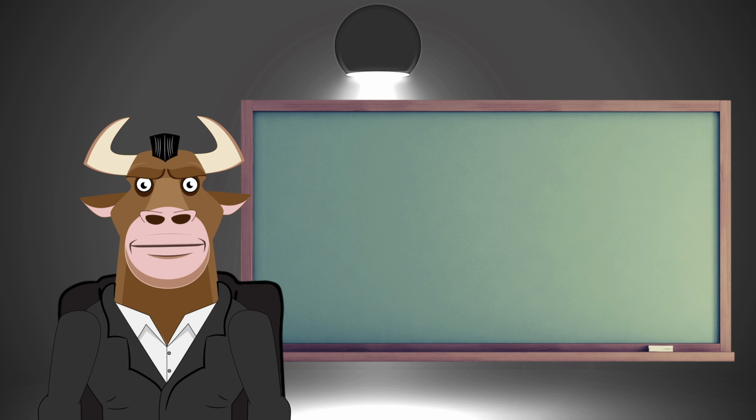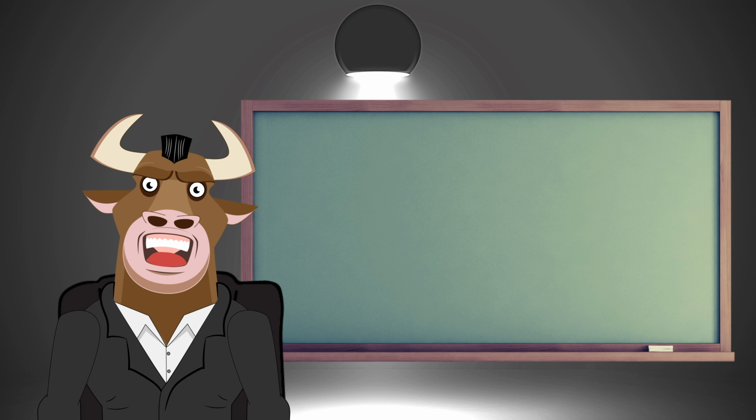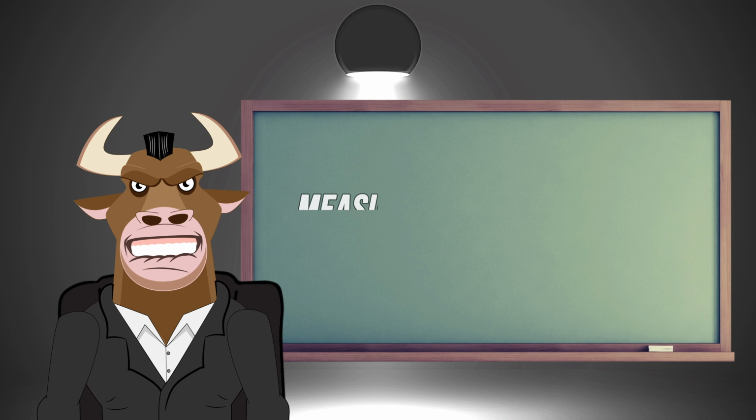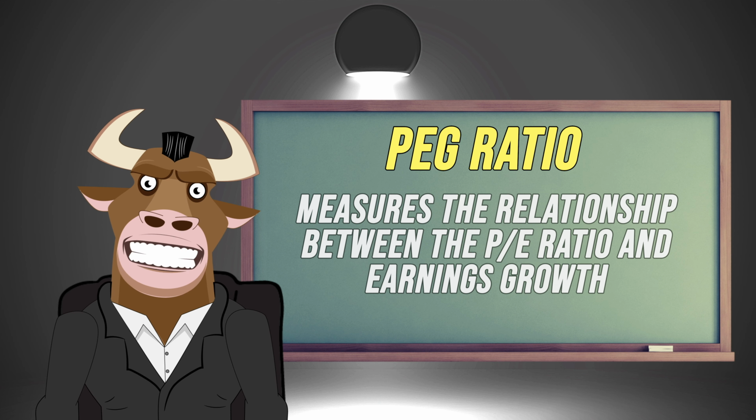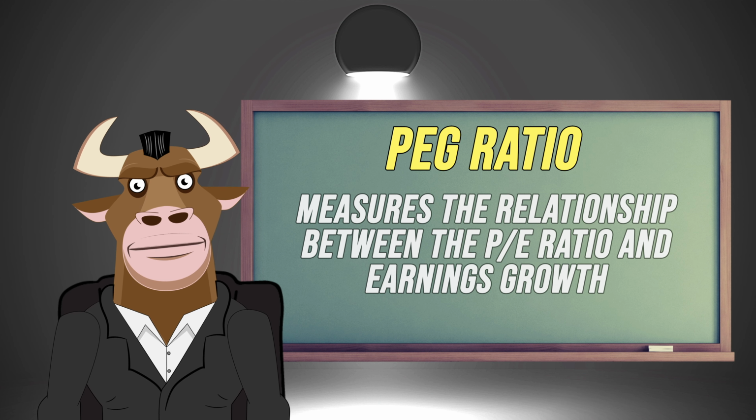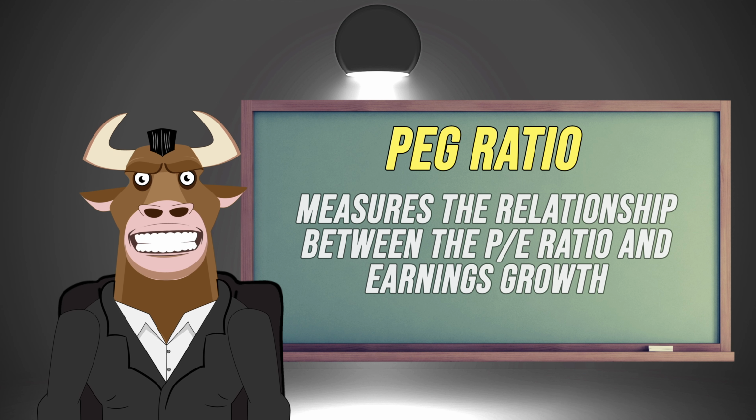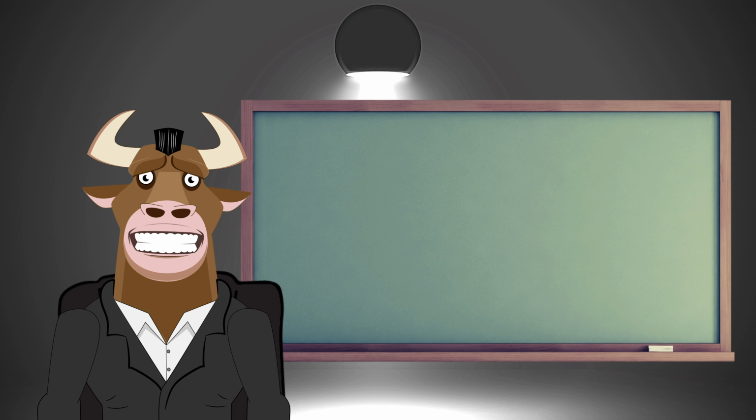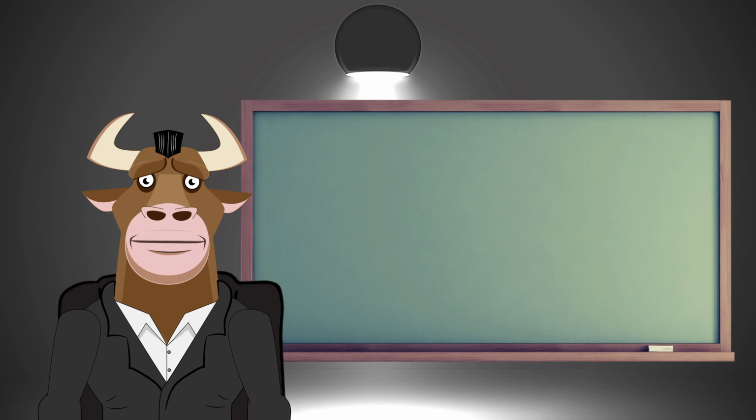Okay, so we talked about the PE ratio and the forward PE ratio, but there are other types of related ratios that can be useful. There's the price to earning to growth ratio, also known as the PEG or PEG ratio. The PEG ratio can give you more insight into a stock by measuring the relationship between the PE ratio and earnings growth. In a perfect world, every company would have a PEG ratio of 1, but we all know we do not live in a perfect world.